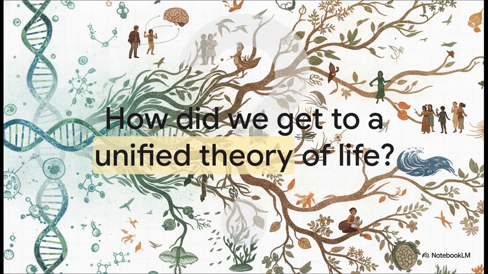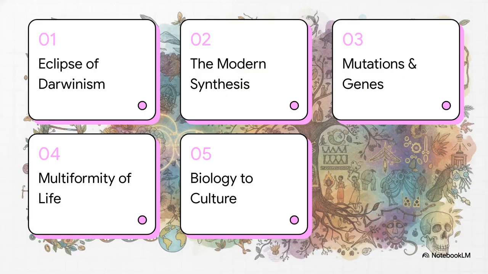So, how exactly did we get there? How did scientists take this fractured, messy science and forge a unified theory of life? We have to ask ourselves how they managed to connect the invisible world of microscopic genes all the way up to the grand, sweeping scale of human culture. To track this incredible shift, here's our roadmap. 1. The eclipse of Darwinism. 2. The modern synthesis. 3. Mutations and the gene complex. 4. The multiformity of life. And finally, 5. The leap from biology to culture.